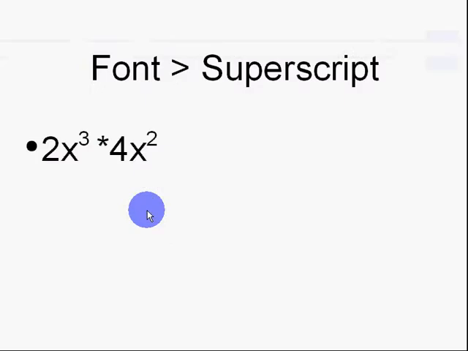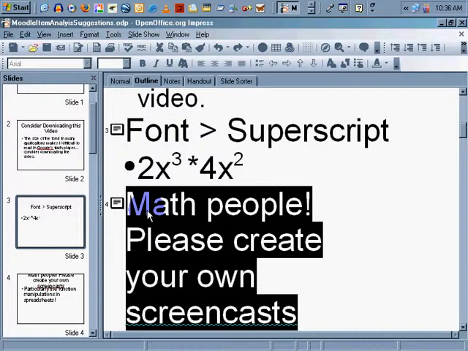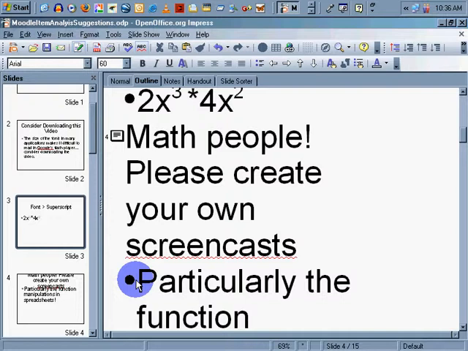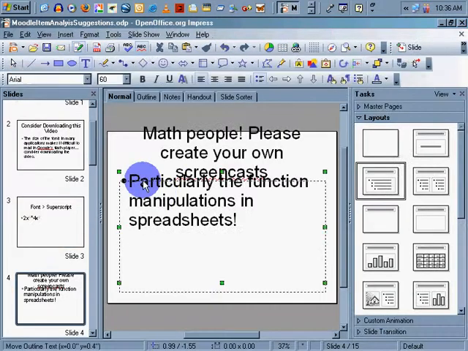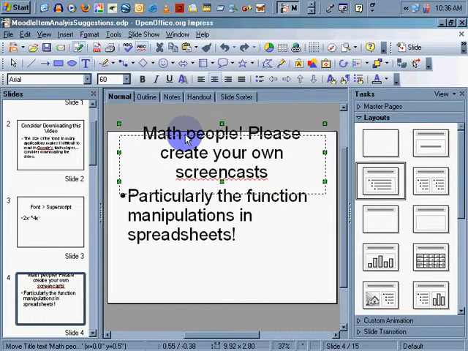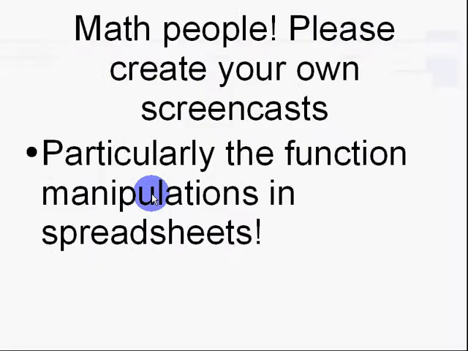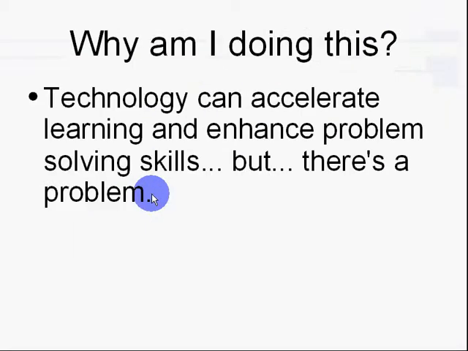Math people, I'd really like to encourage you to create your own screencast, particularly the function manipulations in spreadsheets. Let's clean that up a little bit so we can actually read it. Go to Out Normal, click, drag that down a little bit, click, drag this down a little bit, click, drag that down a little bit, Control S, F5. Okay. Why am I doing this?